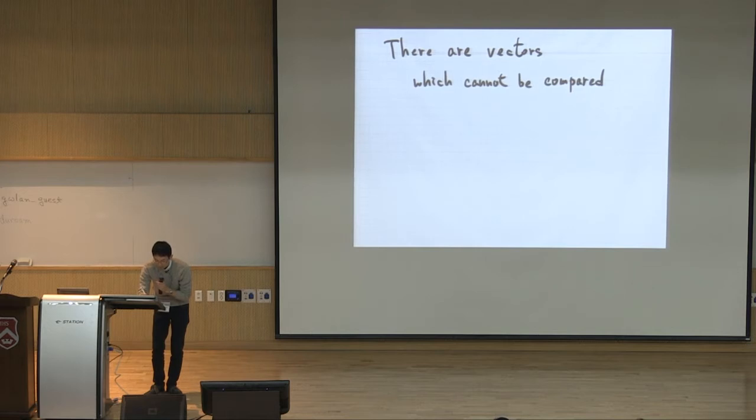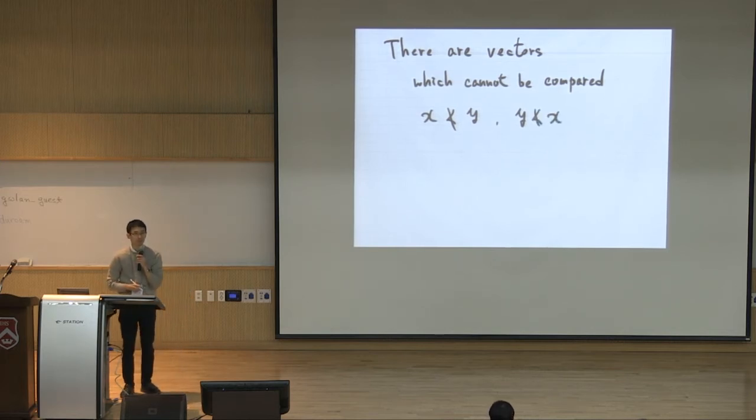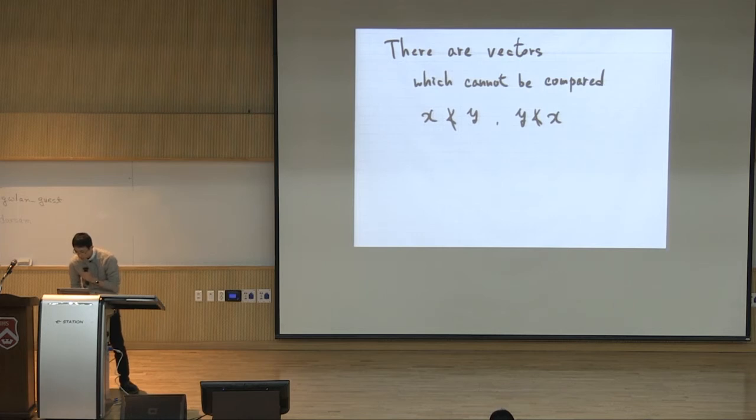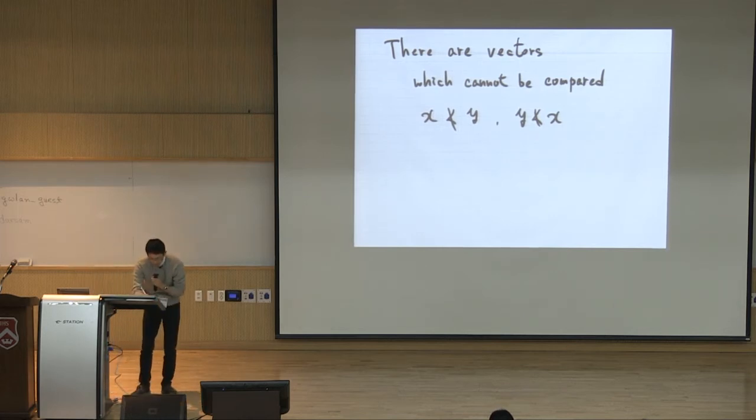Suppose that you have x and y, and x is not majorized by y, and also y is not majorized by x. There are such examples, actually many examples. For instance, this is also an example.